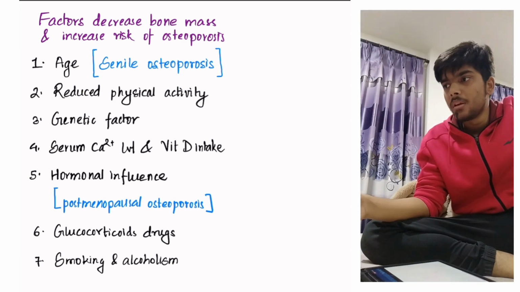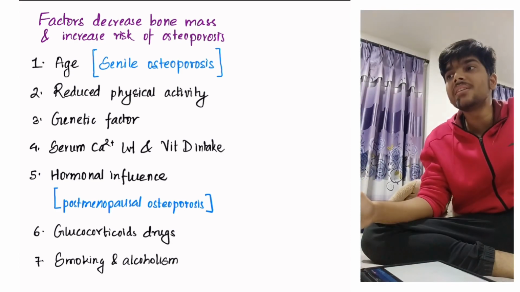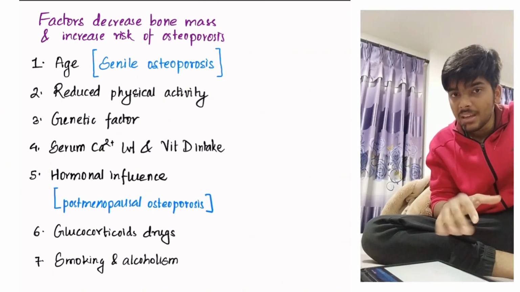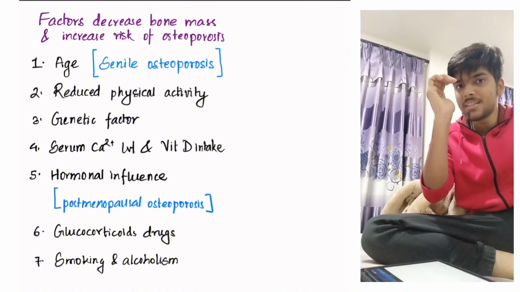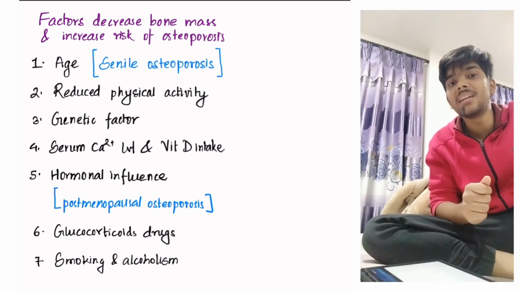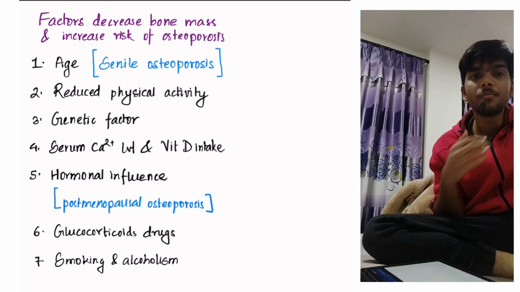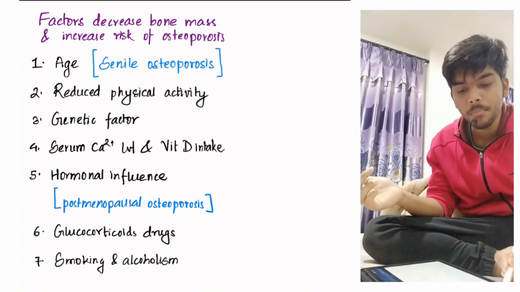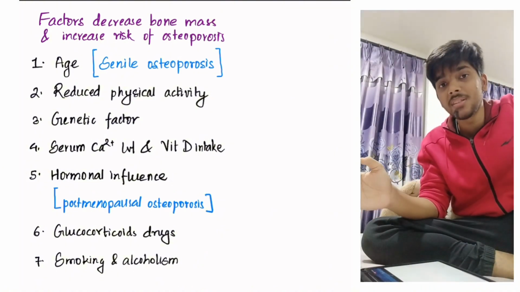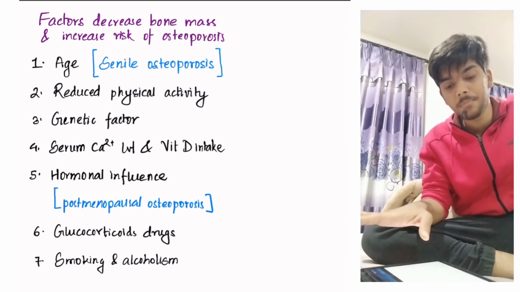But let's say, for example, in case of women, after they hit menopause, the estrogen level falls down. As a result, osteoclastic activity increases, resorption of bone increases, and the bone has the tendency to become osteoporotic. This type of osteoporosis is called postmenopausal osteoporosis. So postmenopausal osteoporosis is the type of osteoporosis that occurs after menopause due to a decrease in level of estrogen.